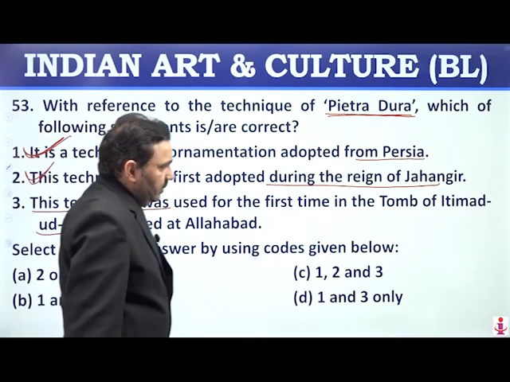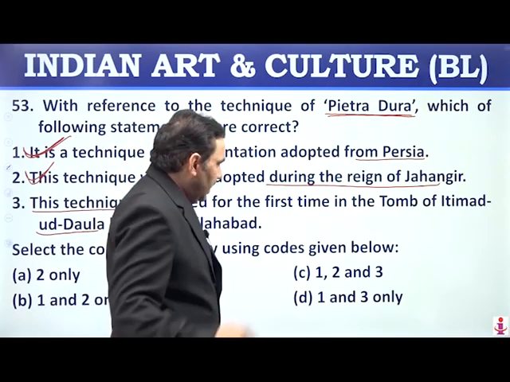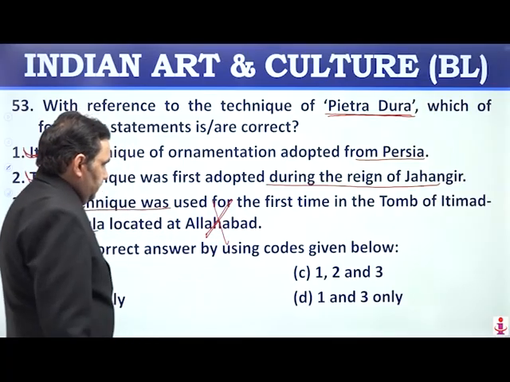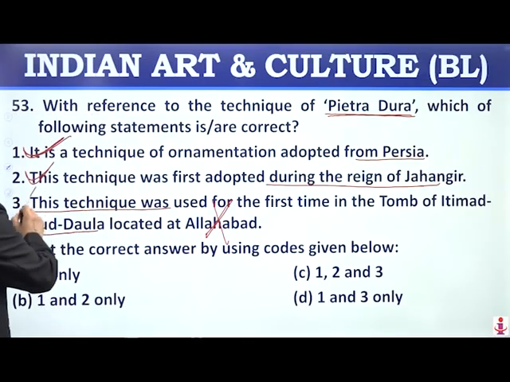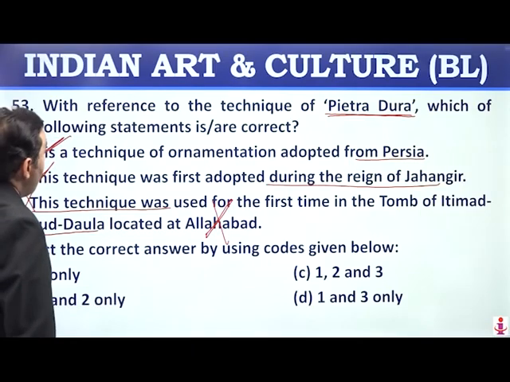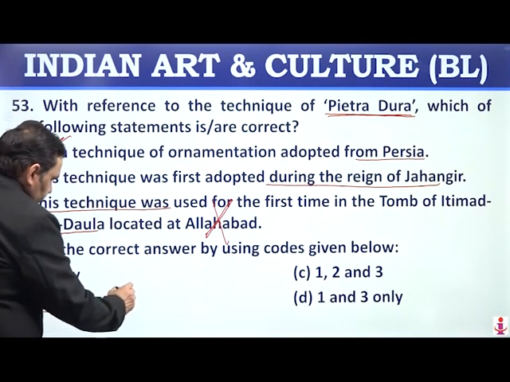Itimad-ud-Dawla was father-in-law of Jahangir. He was father of Nur Jahan. And this tomb is located at Agra, not Allahabad. So third statement is wrong here. Option, which are correct. So 1 and 2 only, that is B.